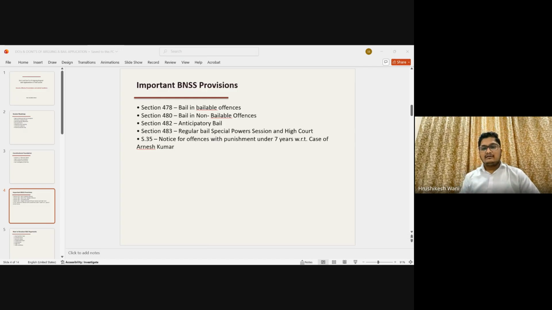So while filing a regular bail application, there are a few points that you should consider, be it an anticipatory bail application or a regular bail application.